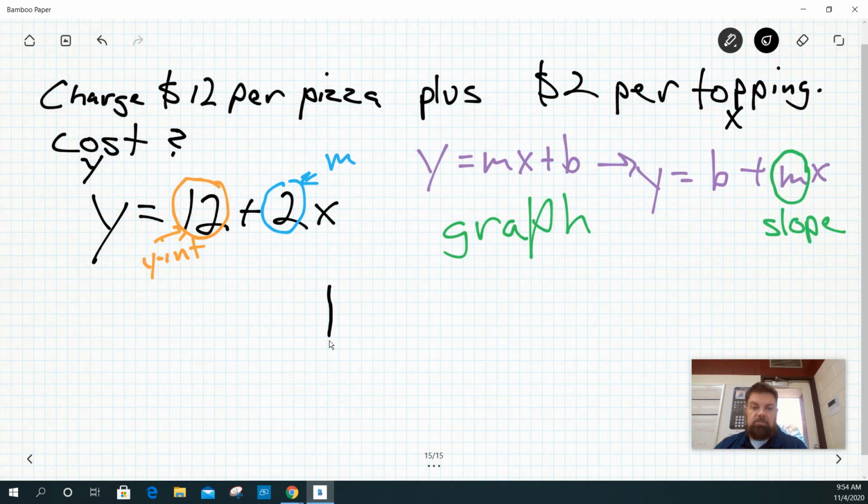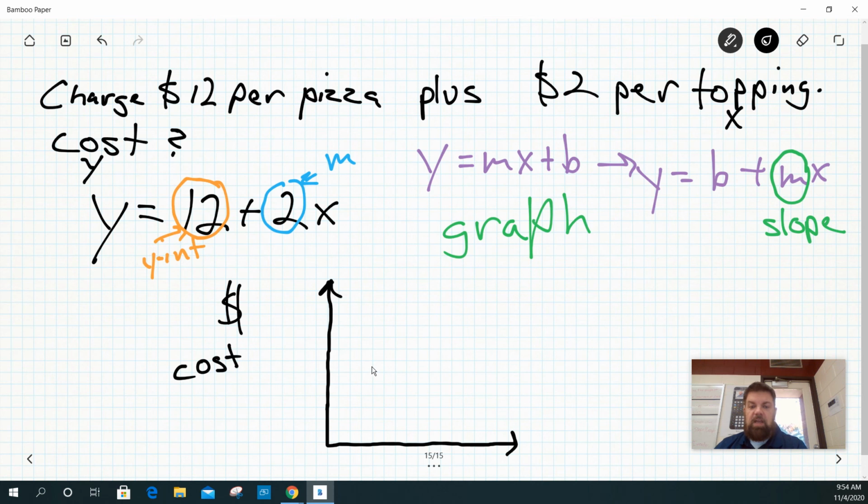In other words, let's sketch out a graph. And we've got to determine the independent and dependent variable. Well, because y is the cost, my y-axis represents the cost of the pizza. And what does that depend on? The number of toppings, right? Because that's my x value.